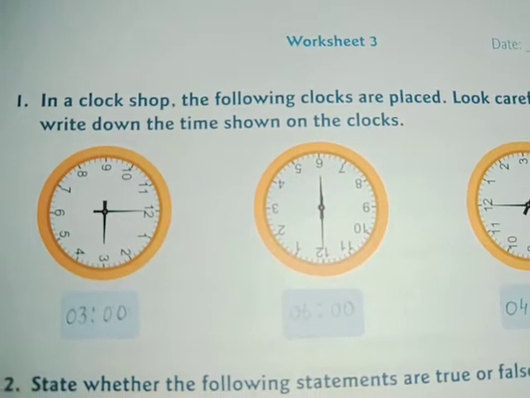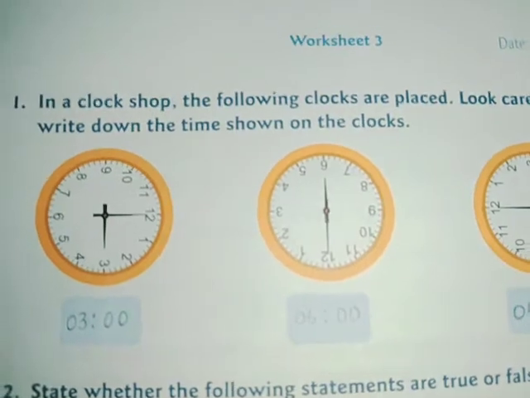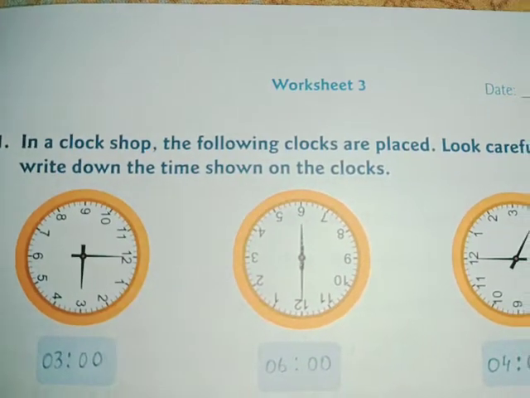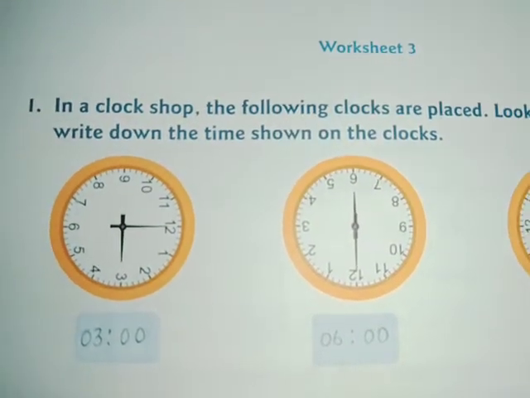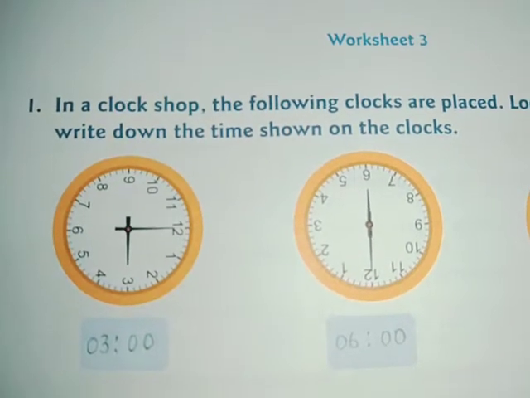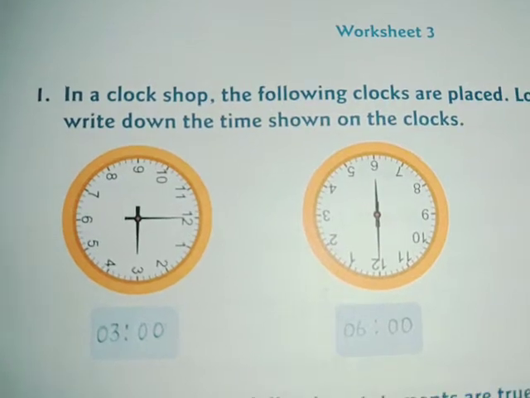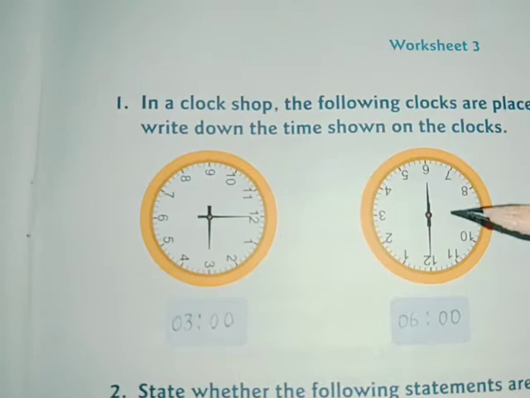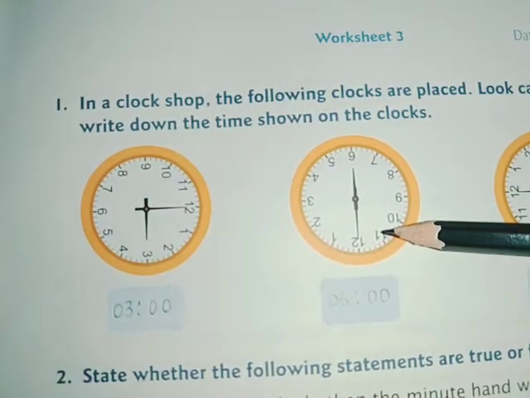In worksheet 3, again we can see some pictures of clocks. What is written here is, in a clock shop the following clocks are placed. Look carefully and write down the time shown on the clock. Now see, the picture of the clock is not given in a straight way. Means when we draw a clock, when we read a clock, when we hang a clock, we keep this 12 on the top. Now these clocks are kept in this clock shop. These two clocks are rotated and this one is an inverted clock.